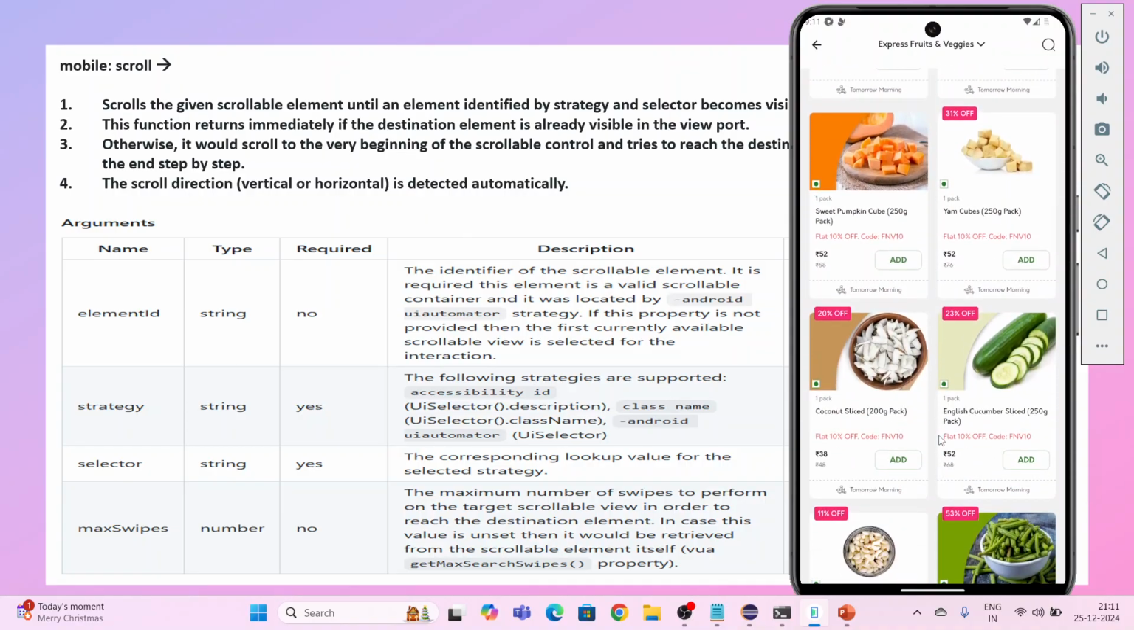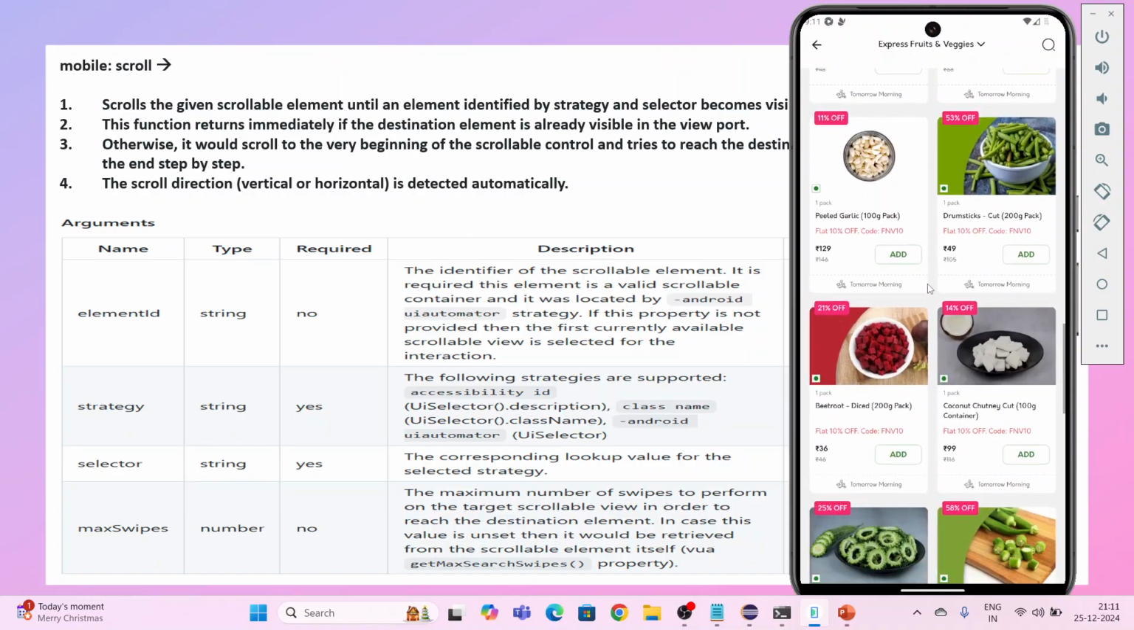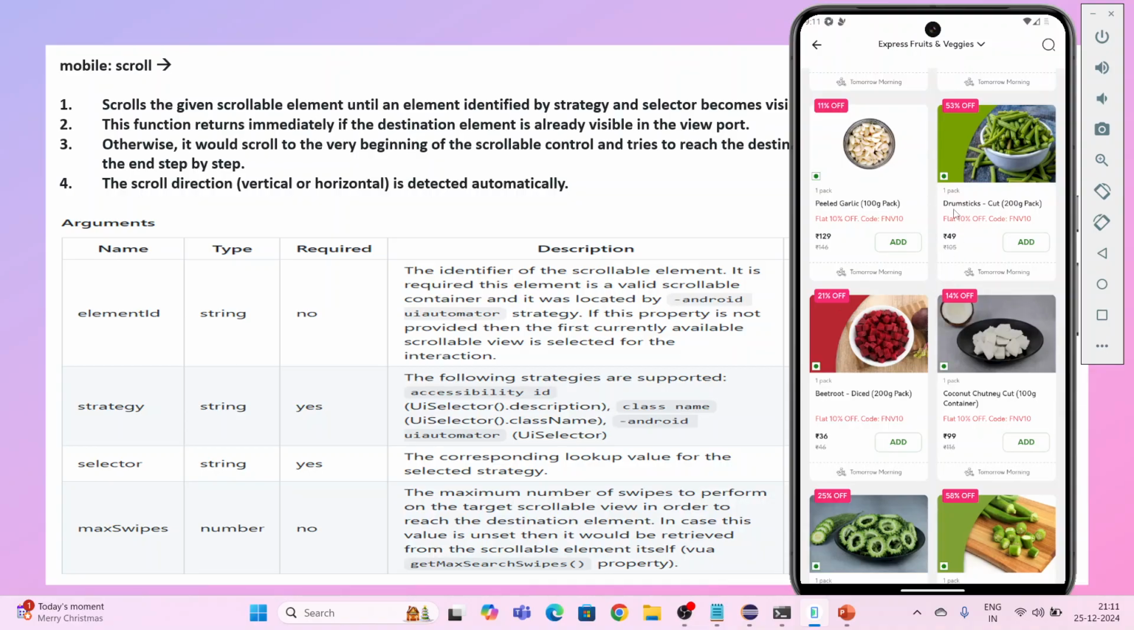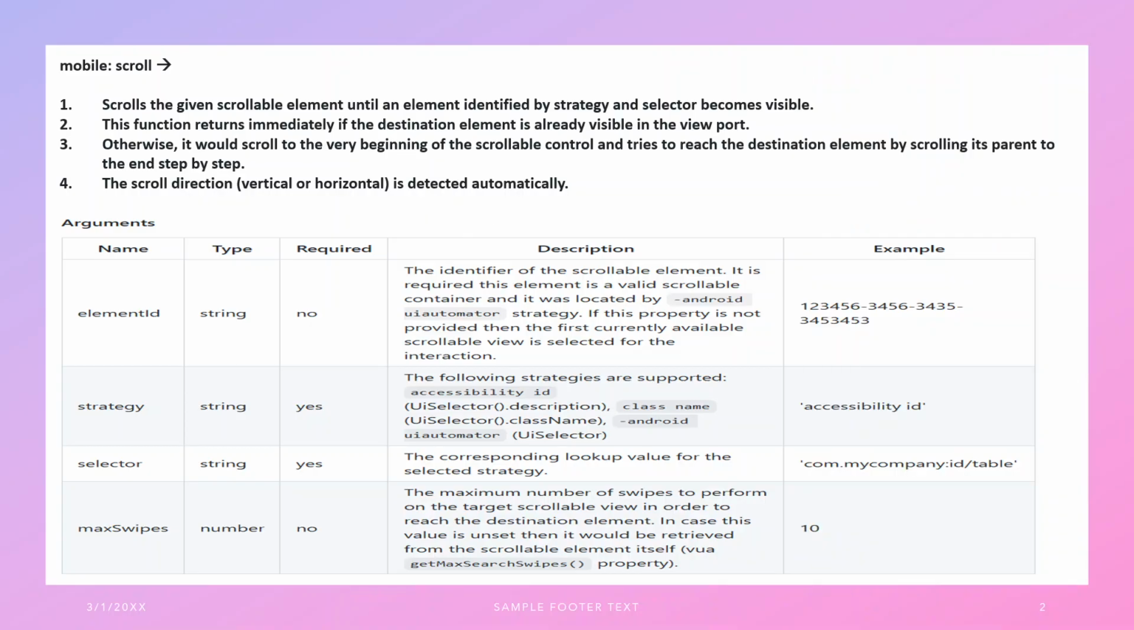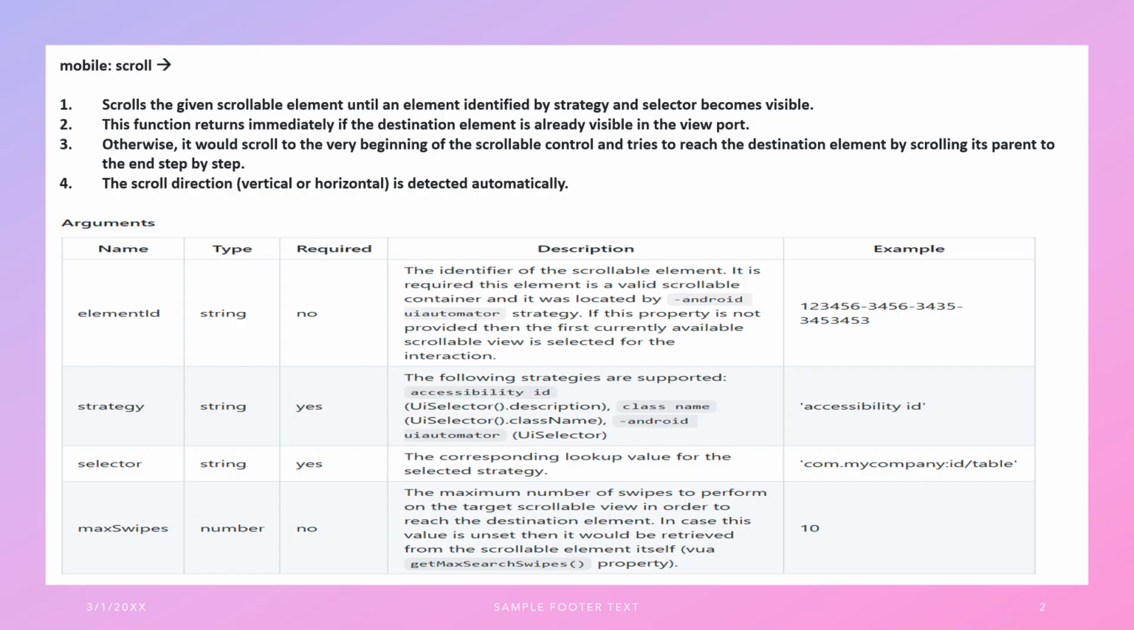This is the way it works, and no need to worry about the scroll direction. Automatically, based upon the scrollable element, it identifies whether it is vertical or horizontal. In this video we are using the strategy Android UIAutomater, and the scroll direction we are seeing is vertical. In our coming videos we will see the other strategies, and the scroll direction horizontal also. So coming back to our command mobile:scroll.